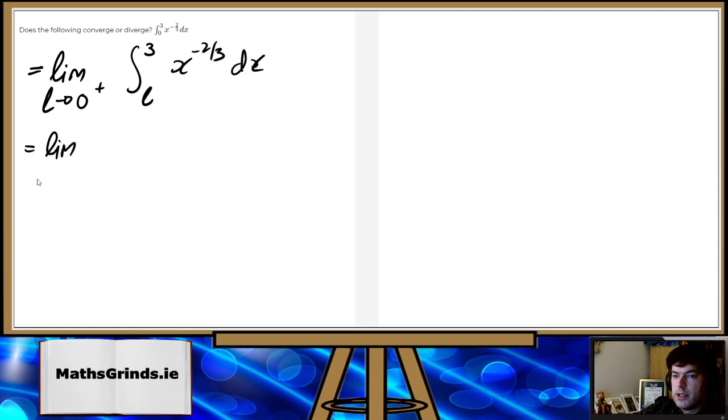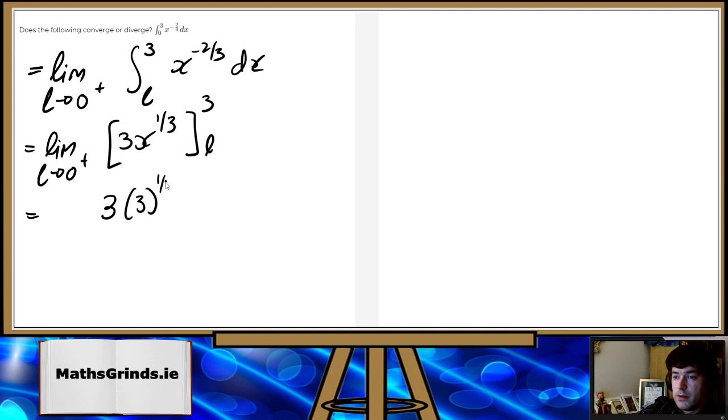That's equal to the limit as L goes to 0 from the positive side. Increase the power by 1, divide by the new power, from L to 3. If I put in 3, I get 3 times 3 to the power of a third, and then if I put in L, I get 3 times L to the power of a third, and remember L is going to 0 from the right. In this case, it doesn't actually matter that it's going to 0 from the right. This will disappear. So you're left with 3 to the power of 4 over 3, like that.